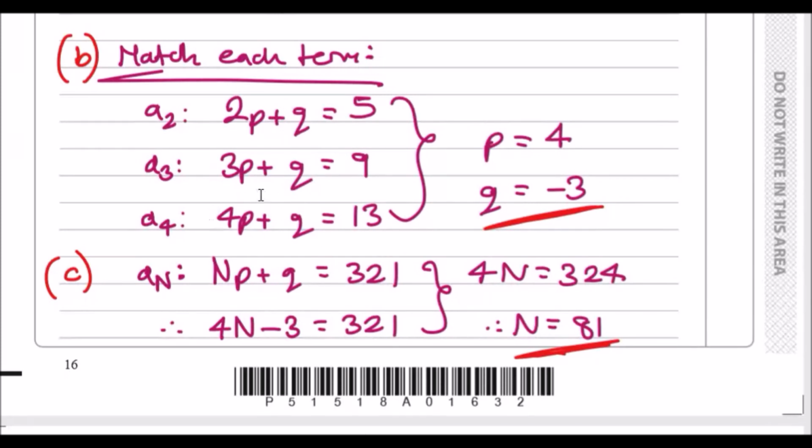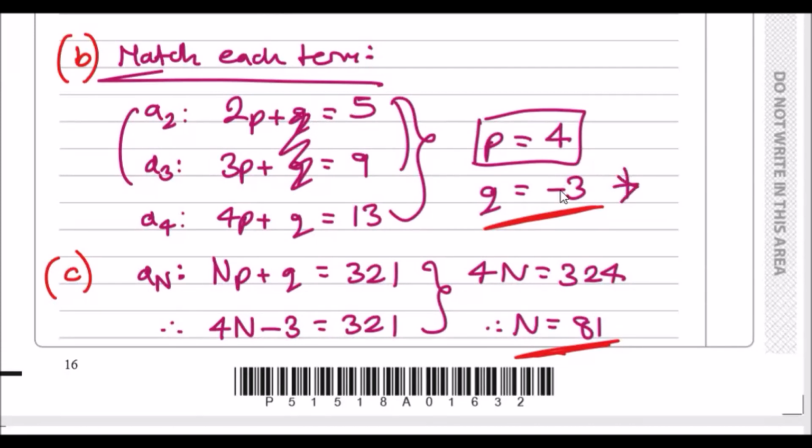Now, what they want you to do here, which is quite clever, is use simultaneous equations. This is not obvious, but that's what they want. You're going to simultaneously solve some of these. I used the first two and subtracted the a2 equation from the a3 equation. Subtracting these two, the q's cancel out, and you get 9 take away 5 is 4, and 3p take away 2p is p, so p equals 4. Now you can plug it into any equation. I plugged it back into the first equation: 2 times 4 is 8, and 8 plus q is 5. So solving it gives q equals minus 3.